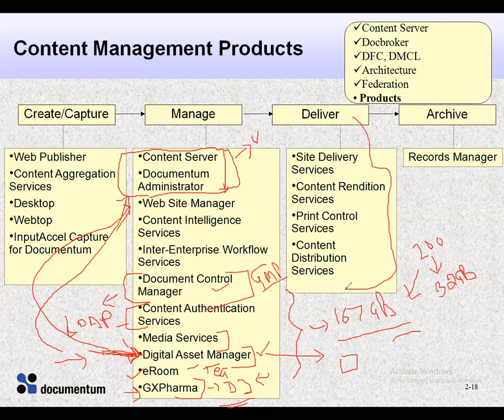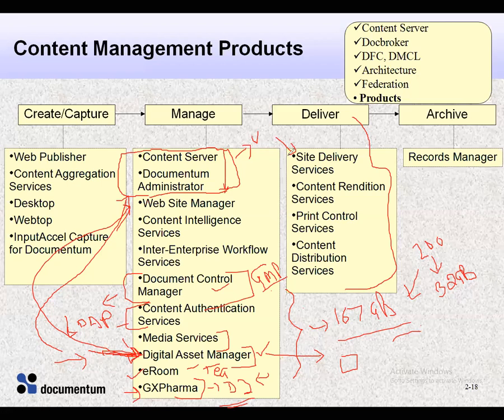Next, for delivery, in the sense where one document is transformed into other things: site delivery services, content rendition services, print control services, content distribution services. Print control services means you can control your print. Not only in D2 we have print control, even in Webtop or in any other front end you are using.